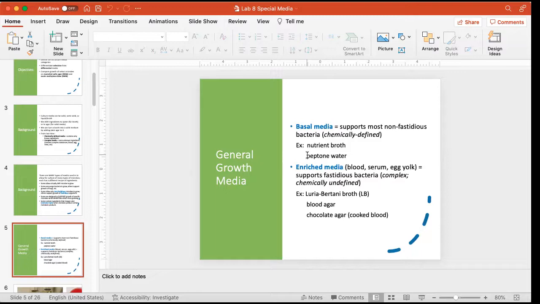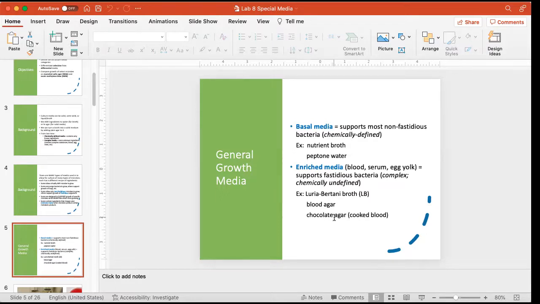Now, in terms of those complex media, the other term we use is enriched. So whether you hear the word complex or the word enriched, I want you to think about media that have these other ingredients added in, things like blood and serum and milk and egg yolk and so on. These are the media that we use when we're trying to grow fastidious organisms. I've listed just a couple of them down here. There's a common one called Luria Bertani broth, or LB. There's one called blood agar. There's one called chocolate agar.